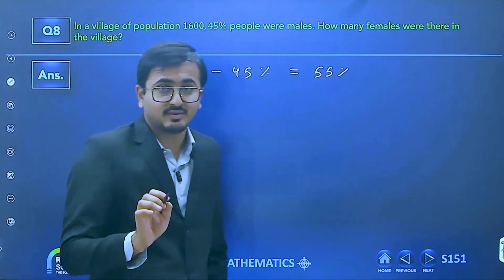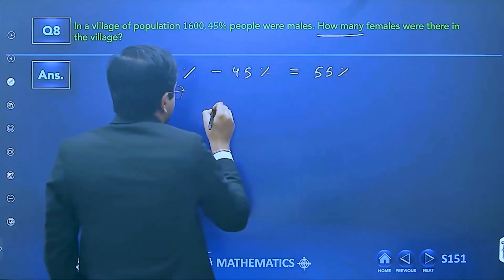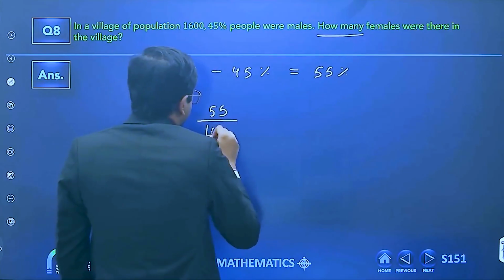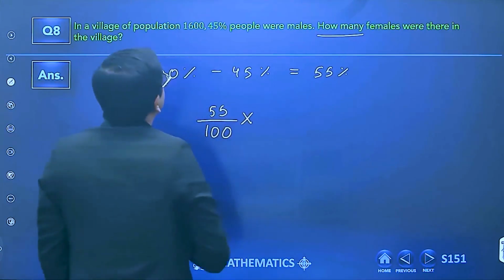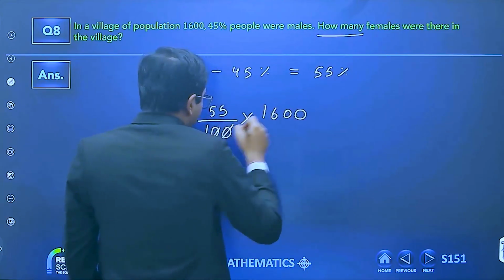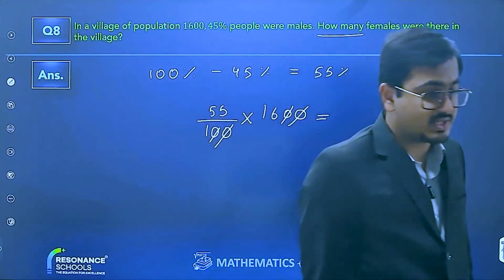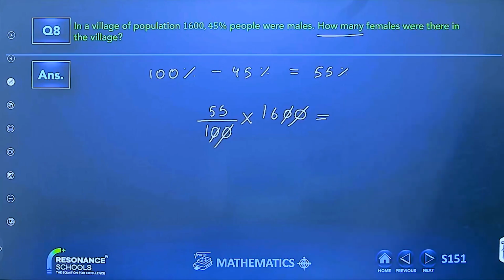55% is absolutely correct, 55% will be female, but they are asking how many. So I have to give you the count. So 55 by 100 into 1600. The 0 gets cancelled. How much is this value? Everyone tell me. 880, correct. 880 females.